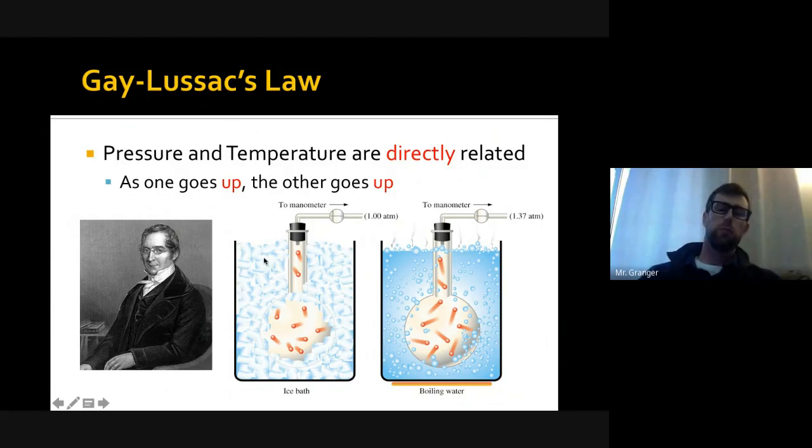If, however, we place it in an ice bath and we cool those particles down, those particles slow their movement, right? And we've now dropped our pressure to standard atmospheric pressure, or 1 atm. So pressure and temperature, again, are directly proportional or directly related. They either both go up or they both go down. Okay.